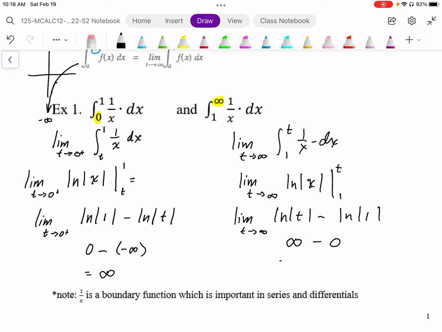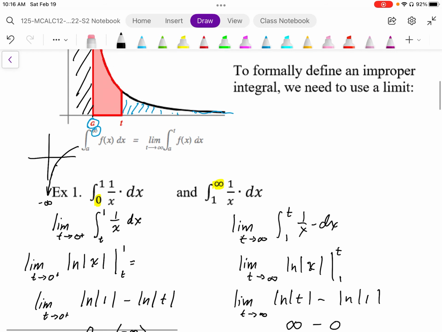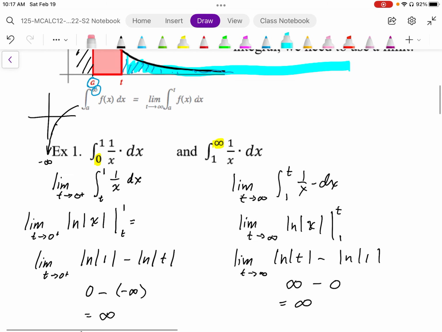So the answer is infinity. So the area, this unbounded area all the way out to infinity, is going to be infinite. Okay, now this happens to be infinite, but there are many unbounded areas that are actually finite.